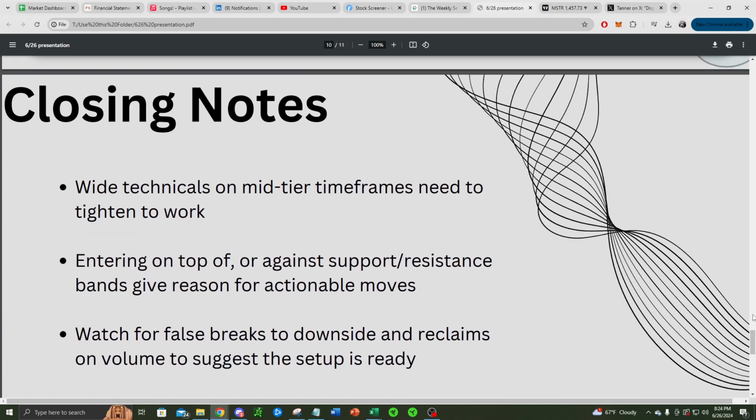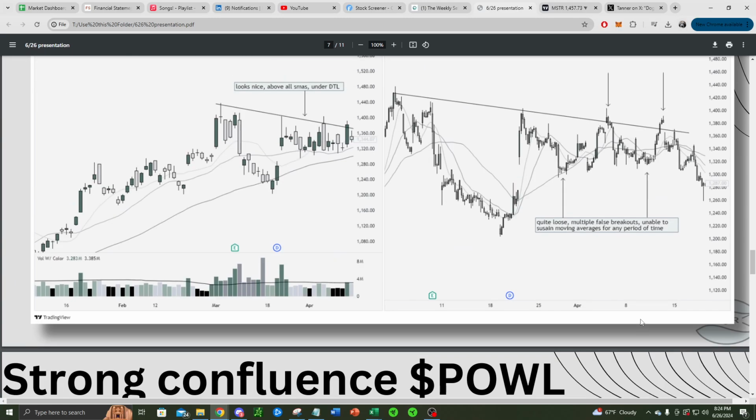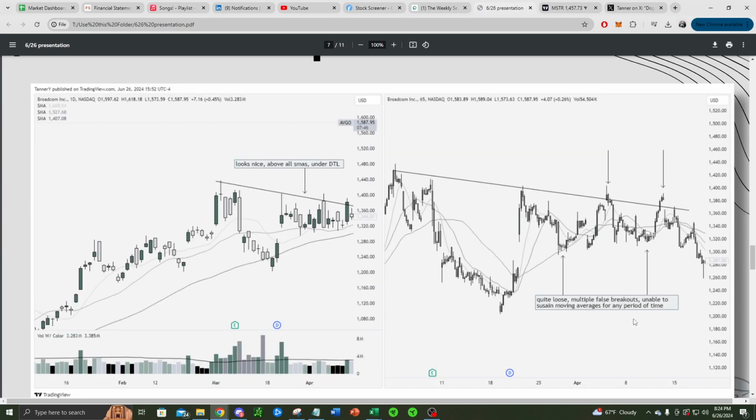So again, just to close this out on notes, why technicals on mid-tier timeframes need to tighten to work. So I'm thinking AVGO here, right? The daily is spectacular. I know so many people were posting this on Twitter: "Oh, look at the AVGO setup. If AI is going to continue, this is going to do really well." You go and look at it, and you go, okay, let's see if I can find an entry on this. You look at the hour, you look at the 65 minute, and it's a disaster, right? There's absolutely nothing here to call home about at all.